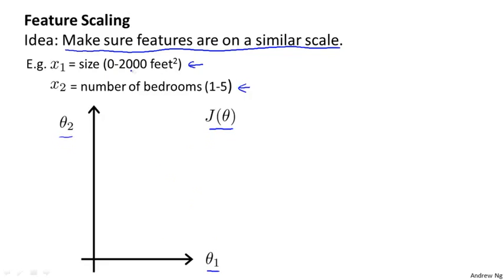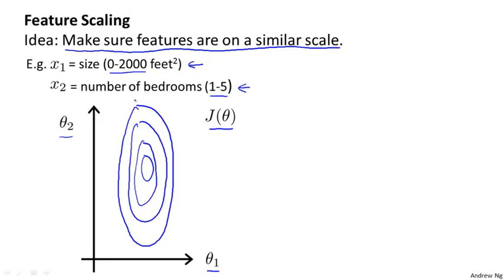But if x1 can take on a much larger range of values than x2, it turns out that the contours of the cost function J of theta can take on this sort of very, very skewed elliptical shape. With a 2000 to 5 ratio, it can be even more skewed. So these very tall, skinny ellipses, or very tall, skinny ovals, can form the contours of the cost function J of theta.